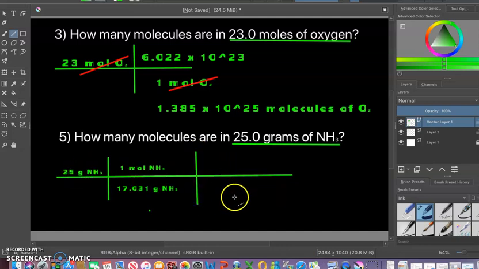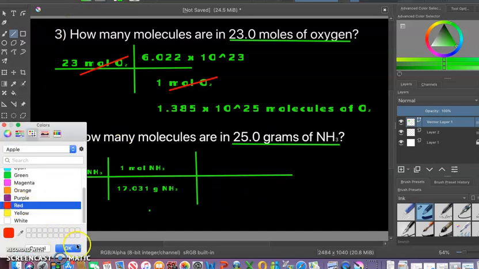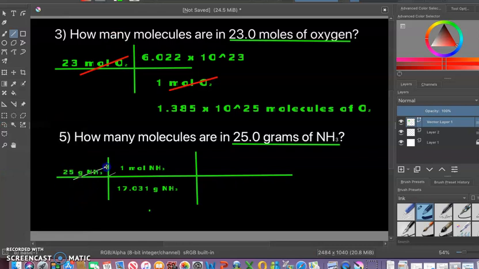Now what's going to go down here is the unit that we have. Now remember that we have crossed off grams. We no longer have grams. What unit are we left with? Moles. So what's going to go on the bottom? Moles is going to go on the bottom. What's going to go up on the top? Well, the unit we want, which is molecules. So moles on the bottom, molecules on the top.